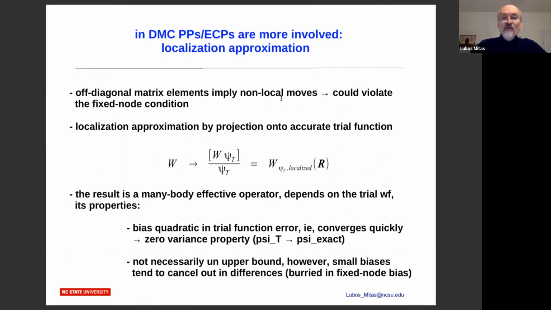What to do with the non-local operators in diffusion Monte Carlo? As I said, non-locality means that off-diagonal matrix elements are present. What does a non-diagonal matrix element in the operator mean in diffusion Monte Carlo? It means non-local jumps in the propagation of the walkers in the position space. Namely, you move an electron from one point to another. The complication is that here it could be around half of the atom.